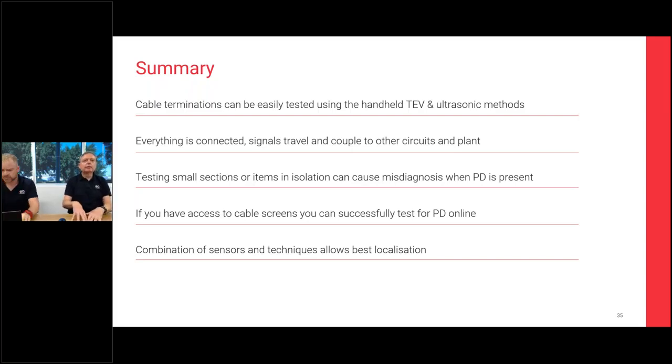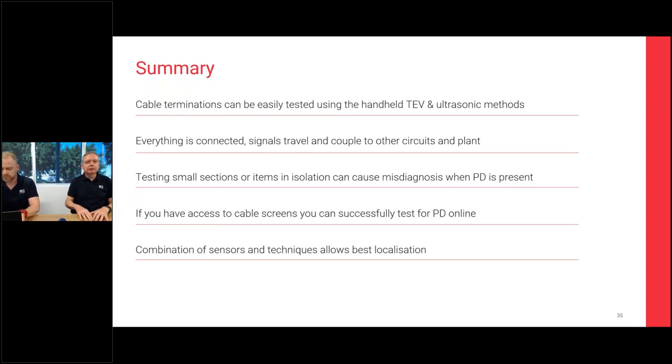We can't stress enough when you're doing this that everything is interconnected. Signals travel, as we've just shown. They will couple from one part to another. So if you've got a 10-panel switchboard and you want to test the cables, and you find signals on one circuit, and you only tested that circuit, you still can't be 100% sure at that time it isn't coming from adjacent circuits and being coupled in. So what we suggest is always to test everything.